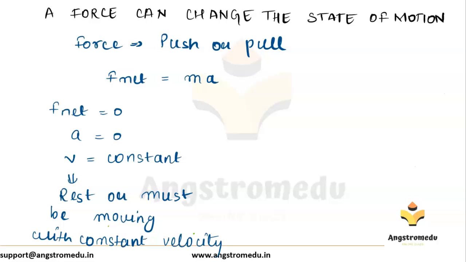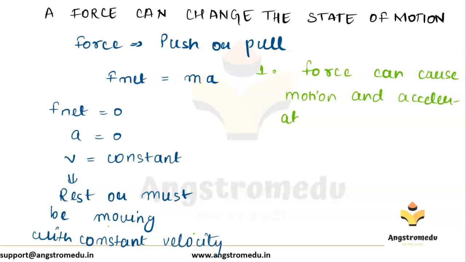For example, let us say this is the first point. Force can cause motion and acceleration. Let us say there is a block of mass m, and it is simply lying on a table. There is no net force on the object. So initially this object is at rest.